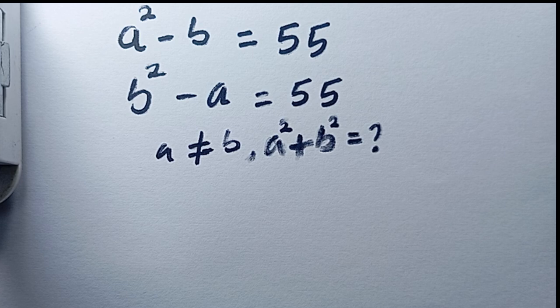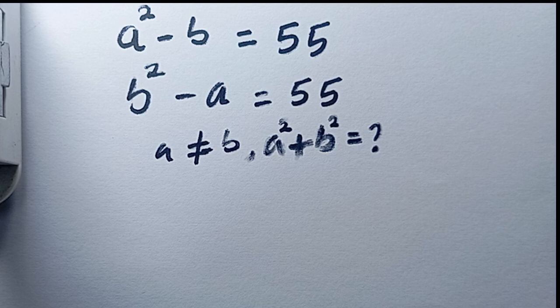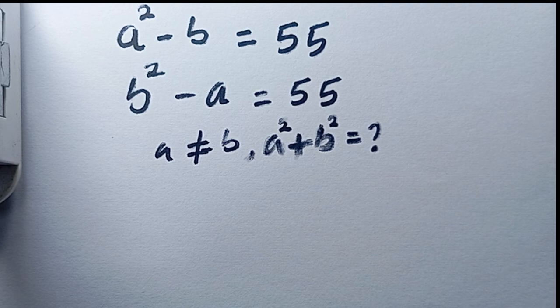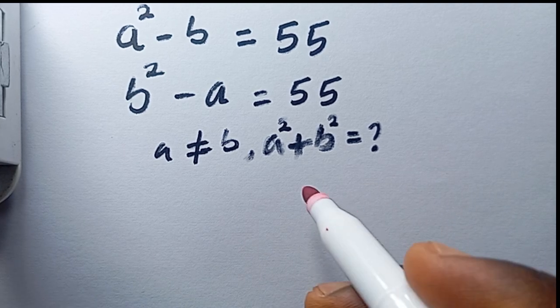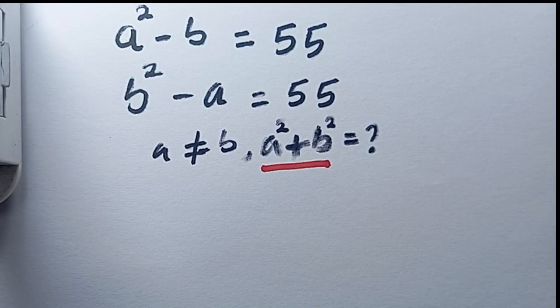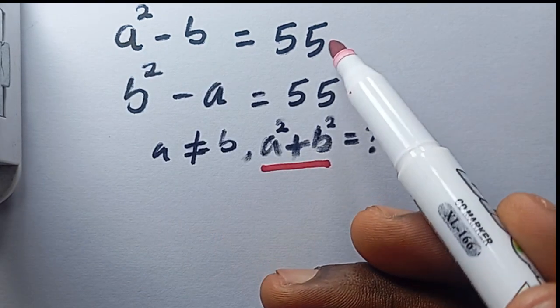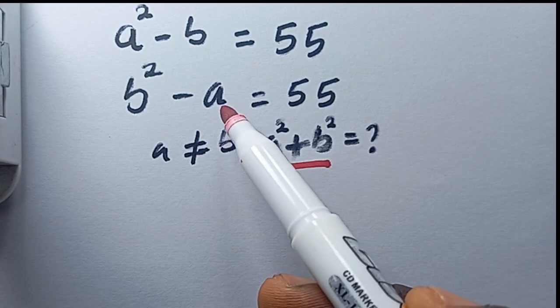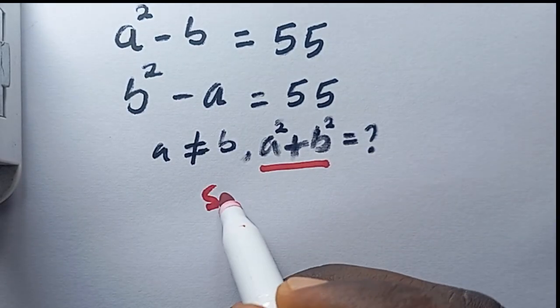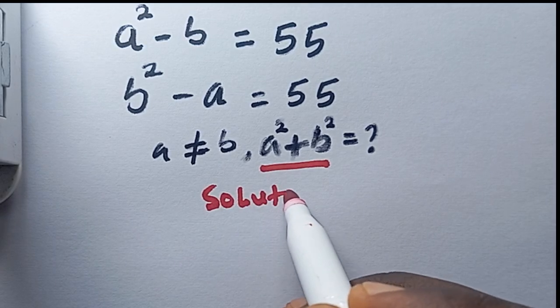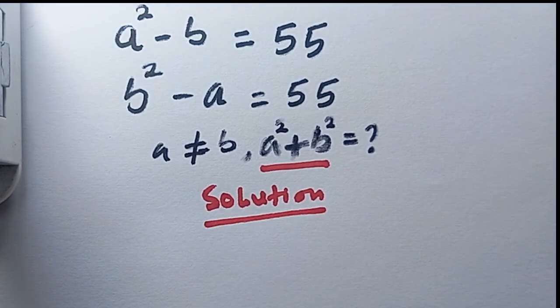So what we have to solve today is this beautiful equation right here. This is a simultaneous equation which we are going to be solving together, and our job is to find the value of a squared plus b squared. Okay, so we have a squared minus b is equal to 55, and then b squared minus a is equal to 55. So how are you going to be solving this? I'm just going to show you the simple trick for you to solve this.